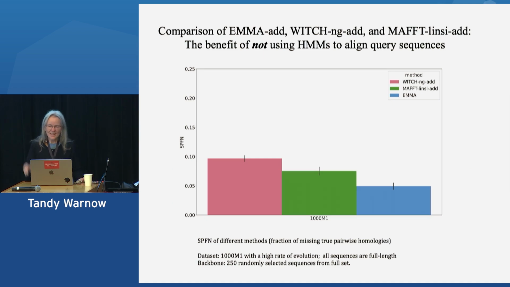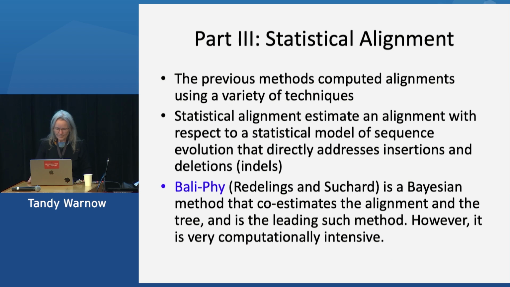Okay. Comparison, EMMA, WHICH, and MAFFT add. This is, again, error, and this is EMMA. So for a low rate of evolution and you're adding full-length sequences, actually, this has a high rate of evolution, but the point is you're adding full-length sequences. EMMA's better. EMMA has an advantage over both of them. And MAFFT add, which is the thing that's really good for full-length sequences, not as good as EMMA. Okay, so that's one piece of data.